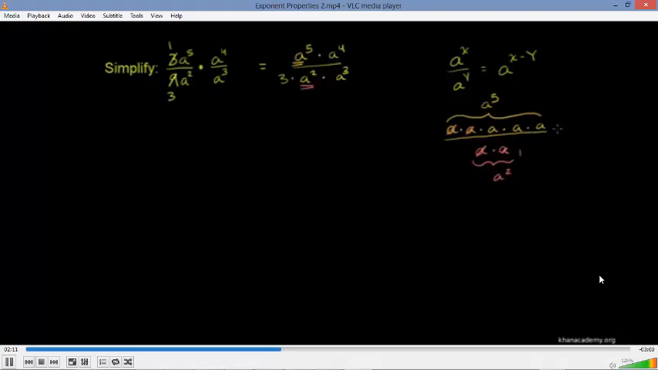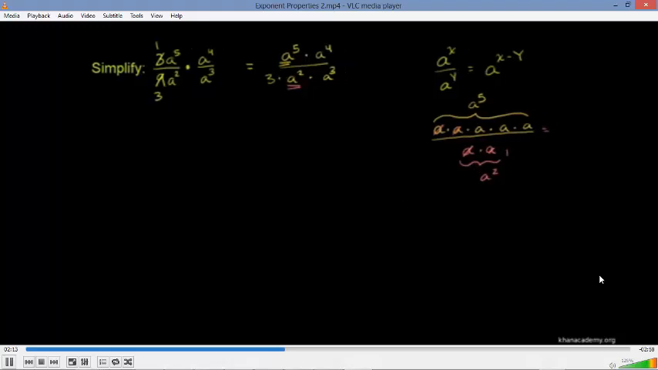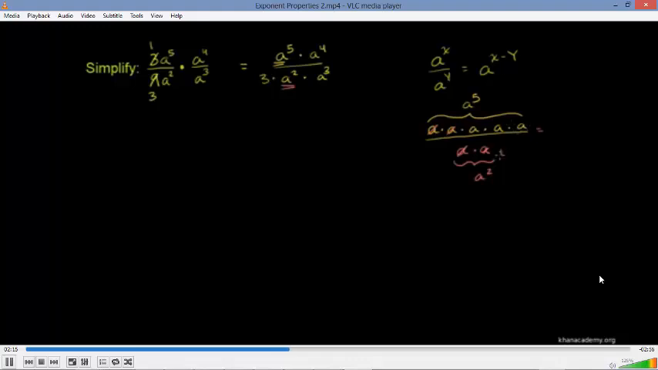So what are we left with? We are left with just a times a times a over 1, which is just a times a times a. But what is this? This is a to the 3rd power, or a to the 5 minus 2 power. We had 5, we were able to cancel out 2. That gave us 3. So we can do the same thing over here.